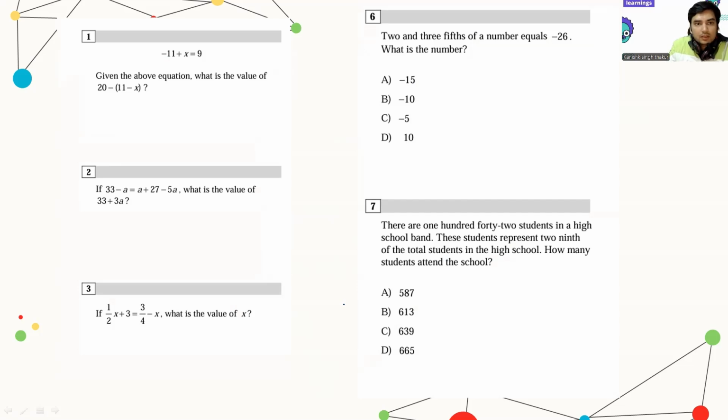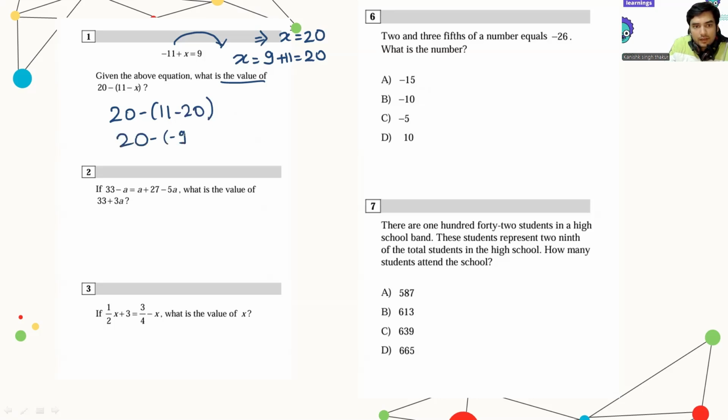Okay, now minus of 11 x plus 9. This is how we'll be solving it. Minus 11 shifted here will become plus 11. So x will be equal to 9 plus 11, which is equal to 20. So this implies x is equal to 20. Now what is the value of that? So 20 take away 11 take away 20. This would be my value. So 20 take away negative of negative 9. So it would be 29, the answer. I hope you must have got it.